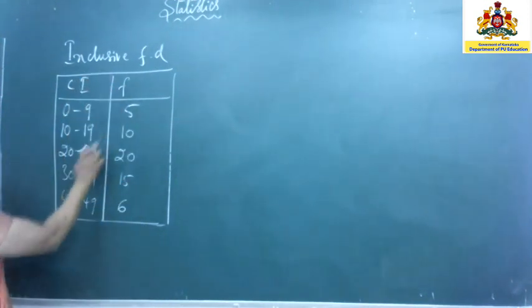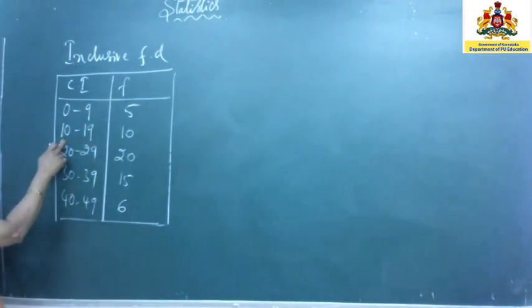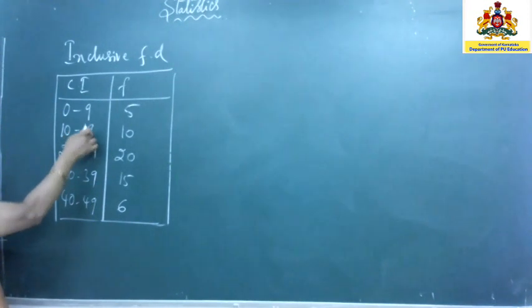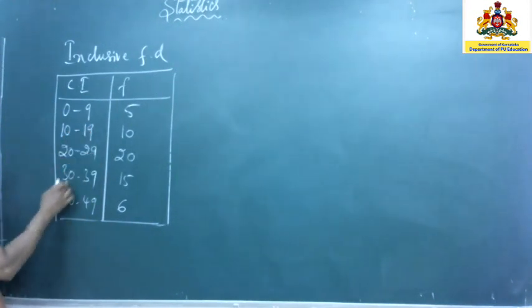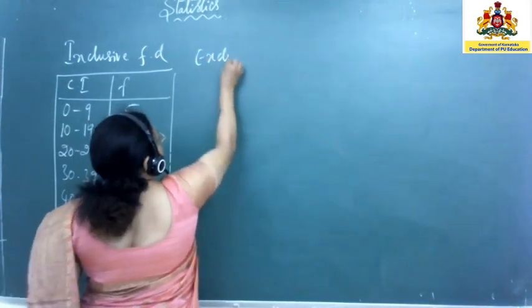Now, if it is inclusive, this will be the pattern. So 0 to 9. After 9, the next number you will write. Now, next will be 19. After 19, 20. Now, this is like this. Now, on the other hand, suppose you have an exclusive frequency distribution.